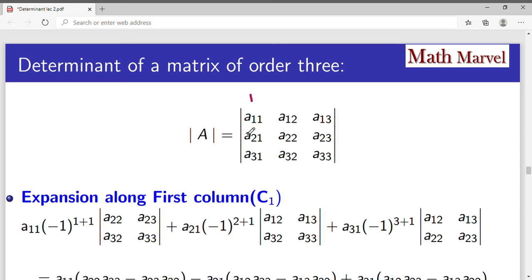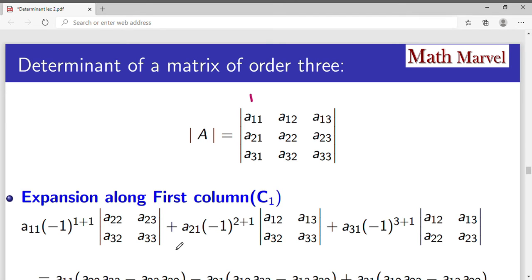Now using these elements, find the value of the determinant. So now write the first element a11 as it is, times minus 1 raised to 1 plus 1. Now this one is from this row and this column, so hide this row and column. The remaining elements we have to put in the determinant: a22 a23 a32 a33.